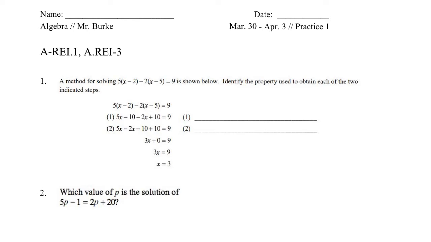You'll probably notice that what happened was that this was distributed. So 5 times x minus 2 became 5x minus 10, and negative 2 times x minus 5 became negative 2x plus 10. So that's the distributive property. Okay, so then I have to look at, well, what happened between this first line and this second line?